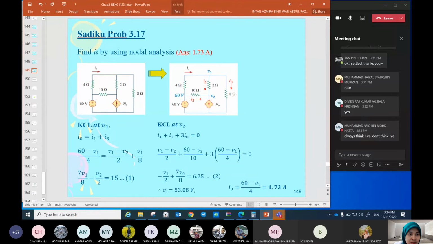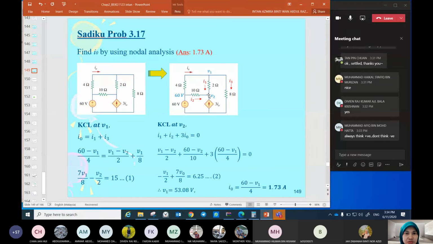So let's apply KCL at V1. We have 3 branches at V1, so we will have 3 terms. So I0 is equal to I1 plus I3. I0 is equal to 60 minus V1 divided with 4, is equal to I1. I1 is equal to V1 minus V2 over 2. I3 is equal to V1 minus 0 over 8. Please rearrange, so that you will have V1, V2 in order, equal to round number.